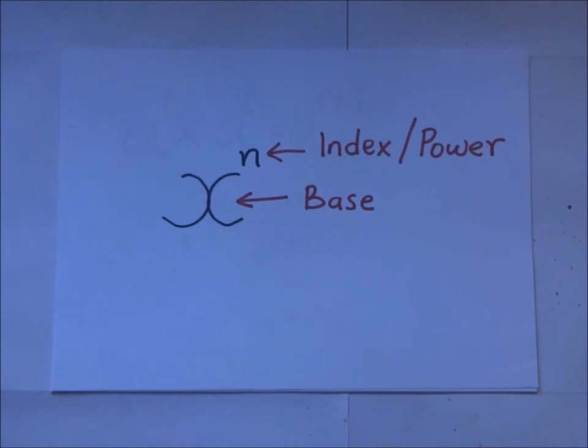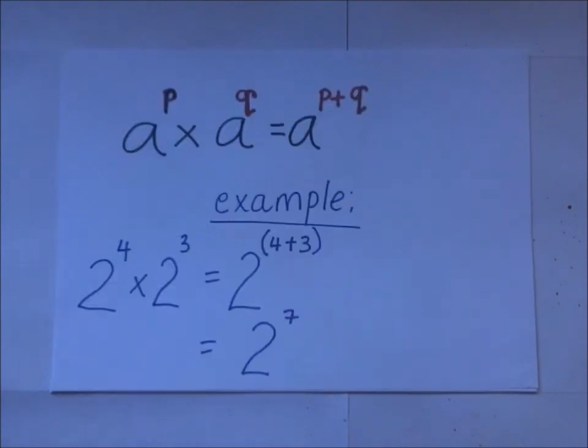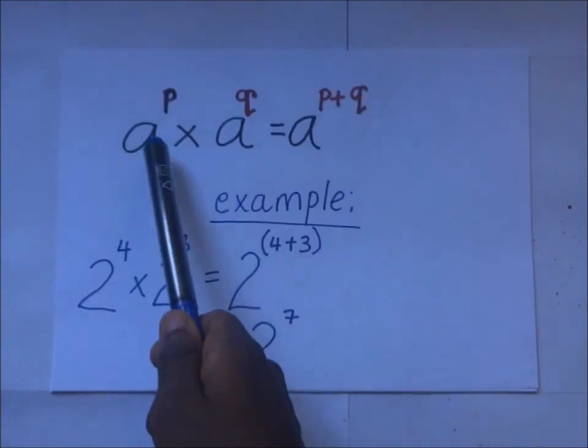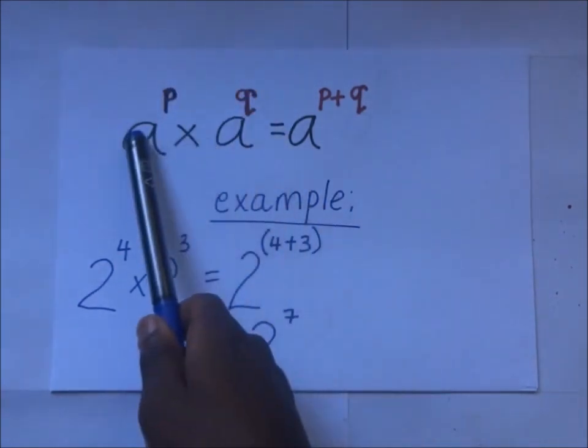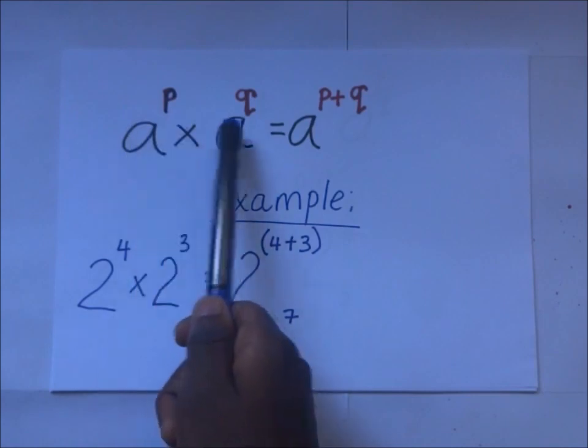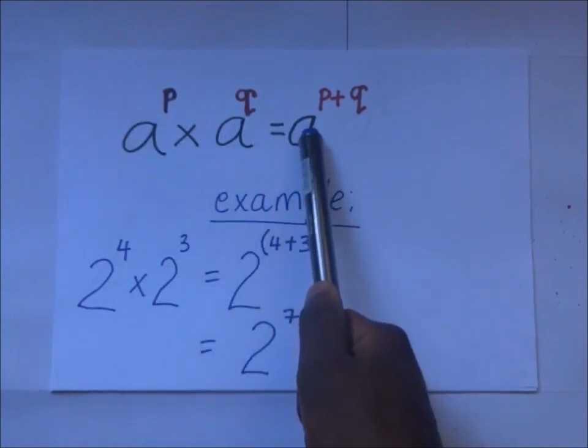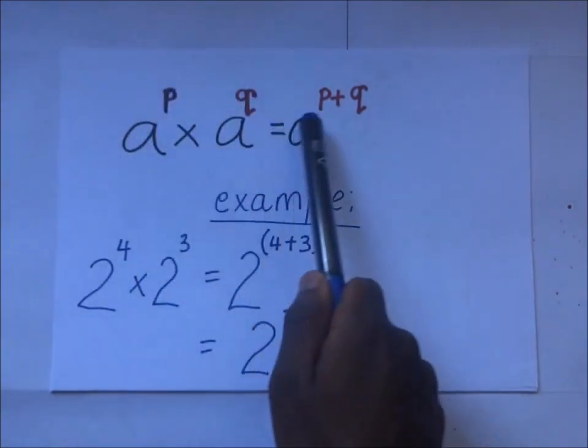So we are going to proceed to look at the laws that govern indices. These are the very laws we use when we are calculating and manipulating numbers that involve indices. In general terms, if we have a to the power p times a to the power q, if the bases are the same, then you simply call it one base and you add the powers. So it's going to be p plus q.